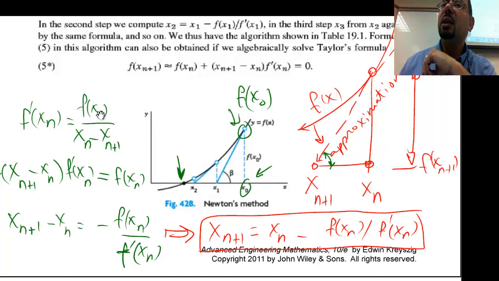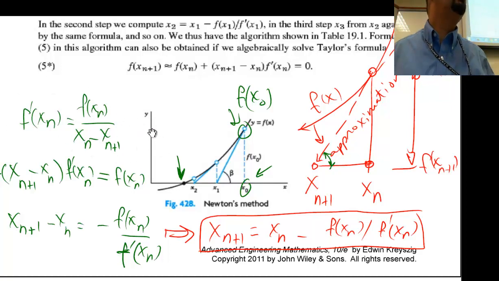So what is this guy? That's f of xn. And what is that guy? That's the difference between the two guesses, xn and xn minus 1. And this is the formula. This is where it comes from. You don't have to remember where it comes from, because it's already written in your book and the exam is open textbook. But this is where it came from. It's simply that triangle, right? And realizing that the tan is this over this, and we have the tan because it's f prime.